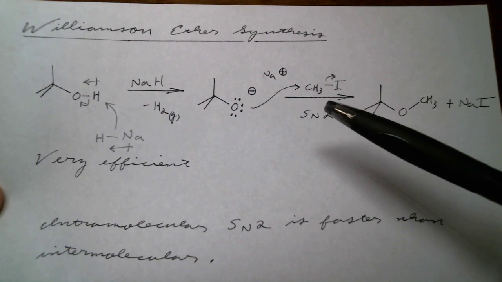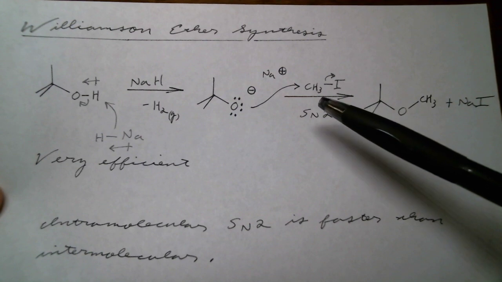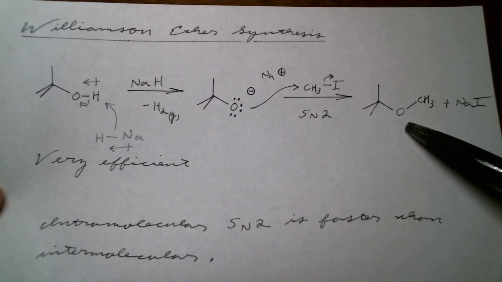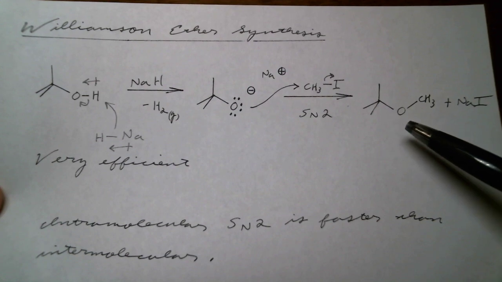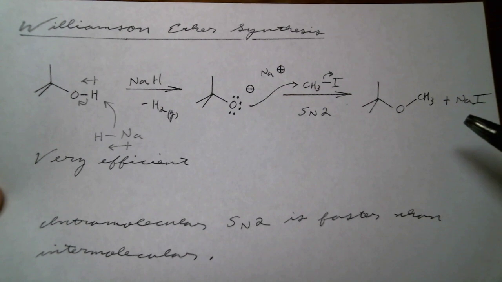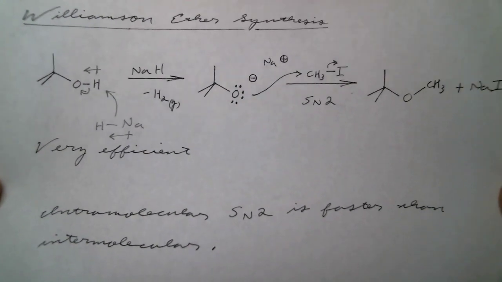If we throw in a good carbon electrophile for the SN2 reaction, like methyl iodide or some methyl halide, we'll get an SN2 reaction. And in this case, we form methyl tert-butyl ether. We form a little bit of inorganic sodium iodide salt in this particular example.